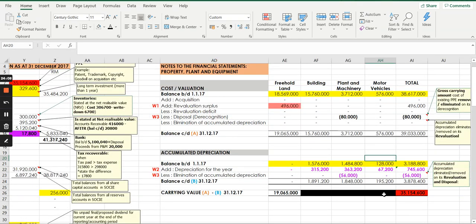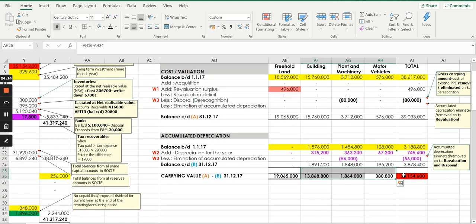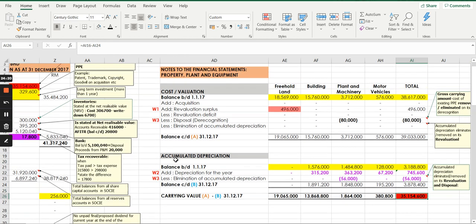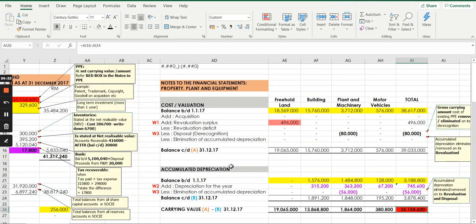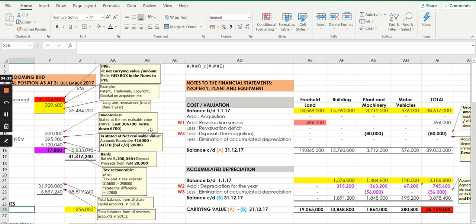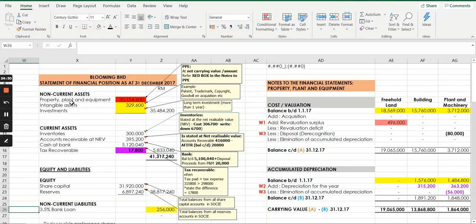I will reveal this part as well for you. Okay, so these are the details. You need to transfer this here, but make sure that you complete all your workings and all your movement in your PPE. I hope that you will be extra careful when you transfer figures so that you won't be transferring the wrong amount. Make sure you do it correctly.